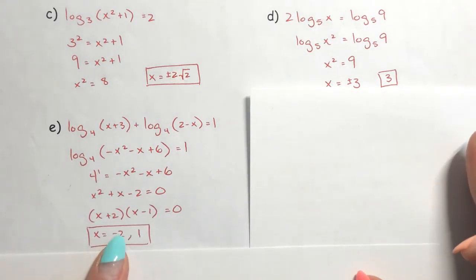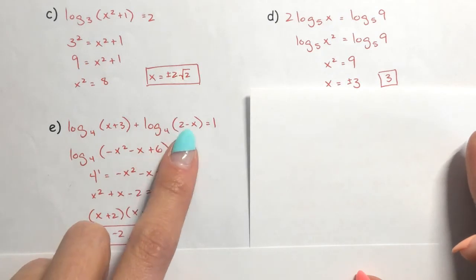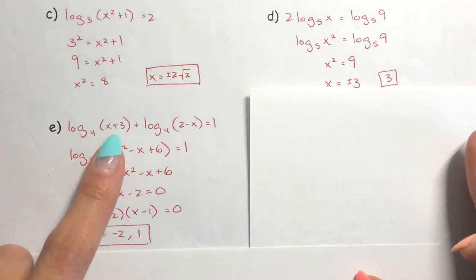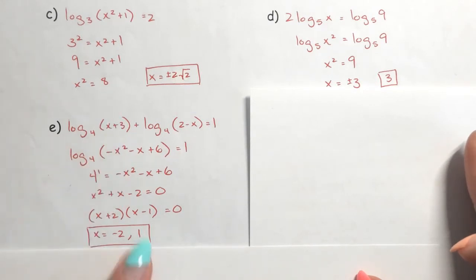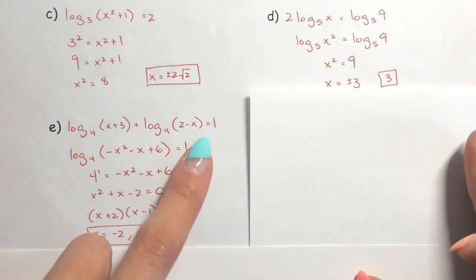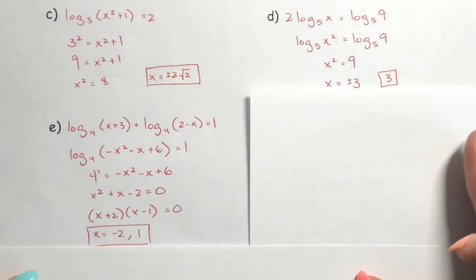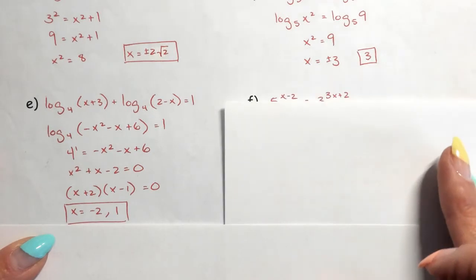Can you plug in a negative 2? Yes, 2 minus negative 2 is positive 4. Negative 2 plus 3 is positive 1. That's okay. A 1, is that okay? 2 minus 1 is positive. 1 plus 3 is positive. Yes, both of those answers are okay. All right, the next one.